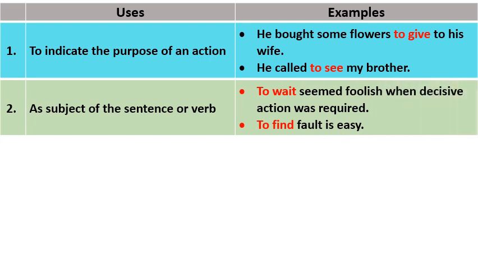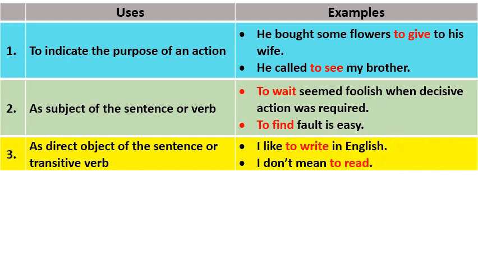Number 2, it is used as the subject of the sentence or verb. I repeat it again, it is used as subject. Subject means the person or the thing that is doing the action of the sentence or verb. Verb means action. For example, to wait seemed foolish. Seemed is here the verb, to wait is here the subject. To find fault is easy. So here is is the verb and to find fault is the to infinitive playing the role of subject.